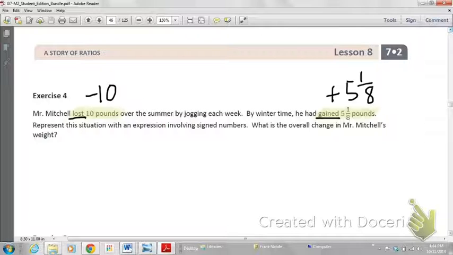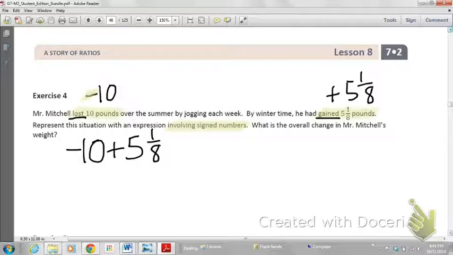All right, so represent this situation with an expression involving signed numbers. Involving signed numbers, and you know what those signed numbers are. They're the negative and the positive, which really don't need the positive anyway. But what is the overall, and the final answer there is, what is the overall change in Mr. Mitchell's weight? Okay, so let's lay it out as we see it. Lost 10, negative 10, added back 5 1/8.